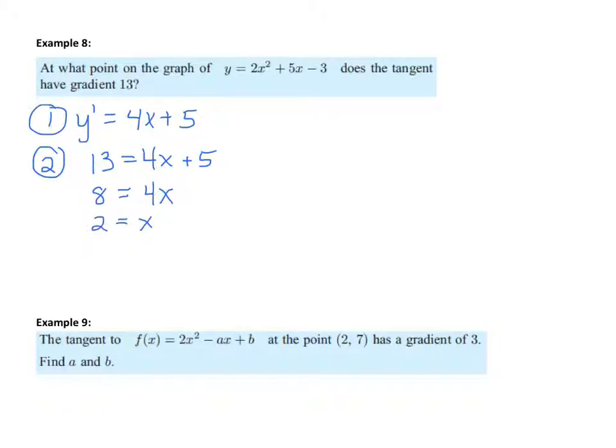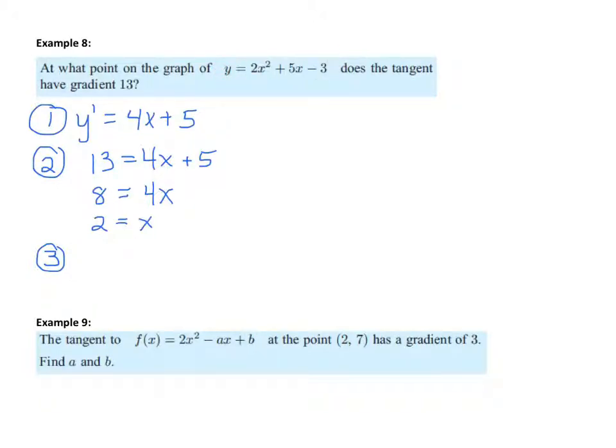Now, if the question said, hey, find the x-coordinate where the gradient is 13, oh, we'd be done. However, it does say at what point, and that tells me that they want an x and a y. So I need to plug in 2 back into my original equation, the one that I was given in the problem, and figure out what the y-coordinate of that point is.